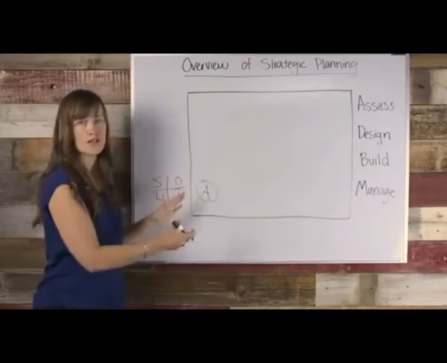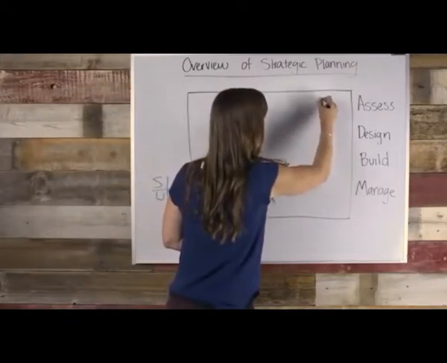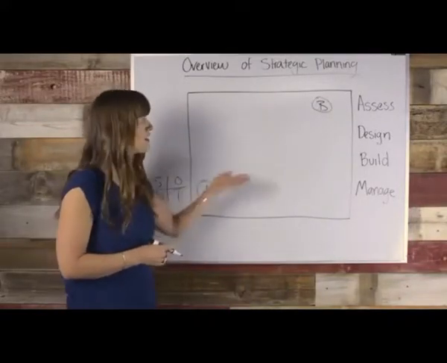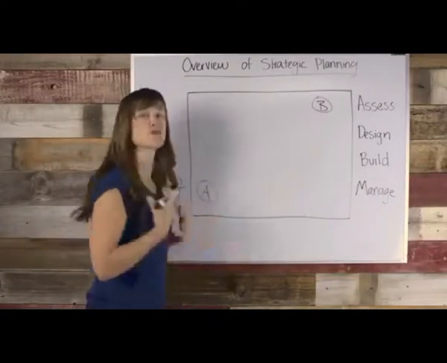With clarity on our mission, we can move to casting our vision or our future state. Strategic plans are all about moving organizations from where we are today to where we want to be in the future, and that's what our vision statement does for us. It tells us where we want to go.